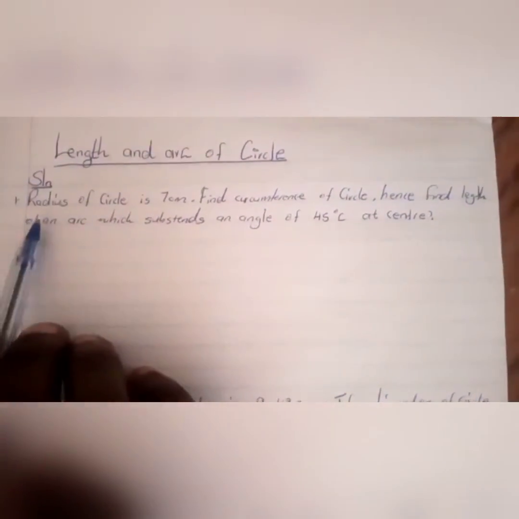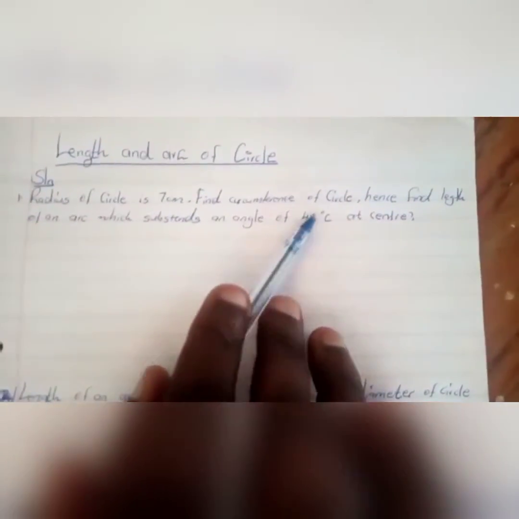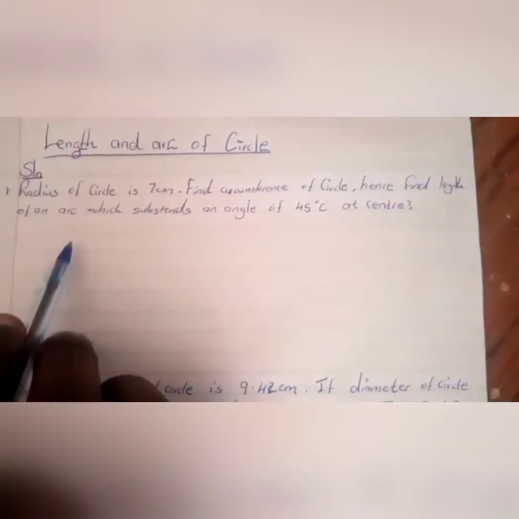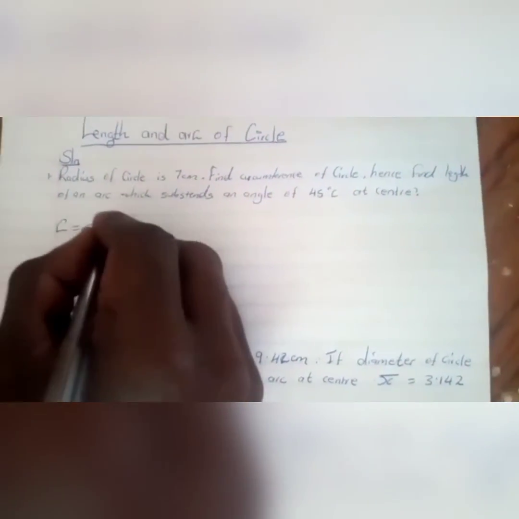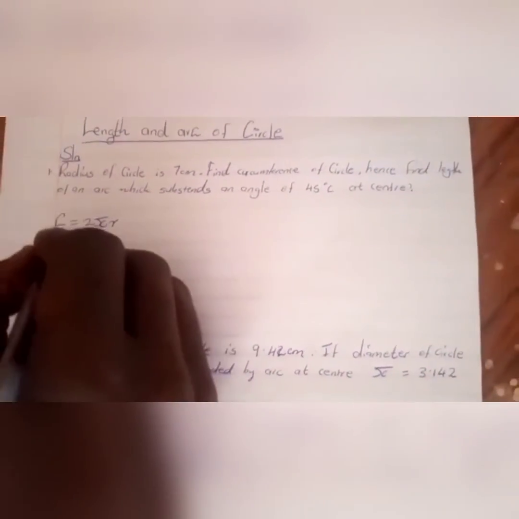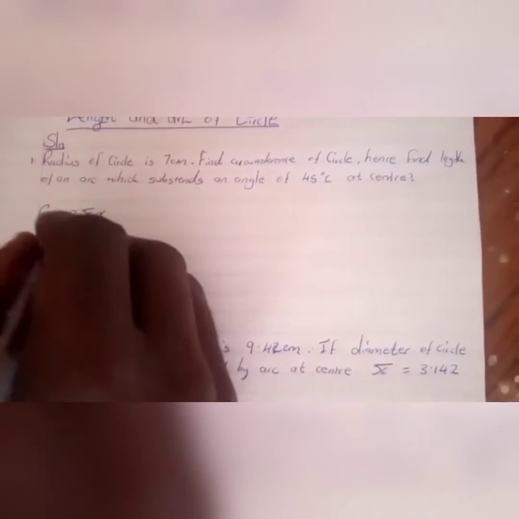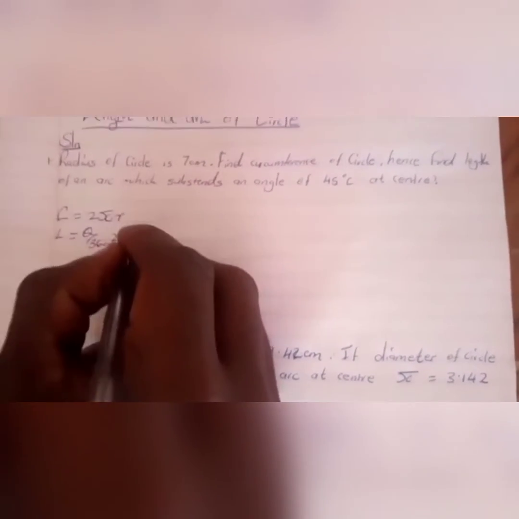like in this question here, radius of a circle is 7 centimeter. Find circumference of a circle, hence find the length of an arc which subtends an angle of 45 degrees at the center. Okay, so first of all we have to find the circumference, and the circumference is equal to 2 pi r. And to get the length of an arc is theta over 360 times 2 pi r.